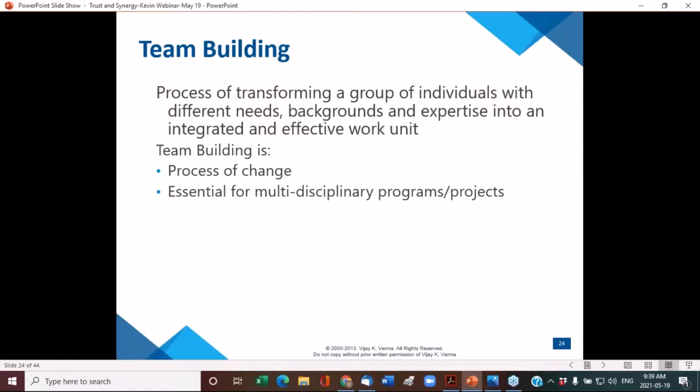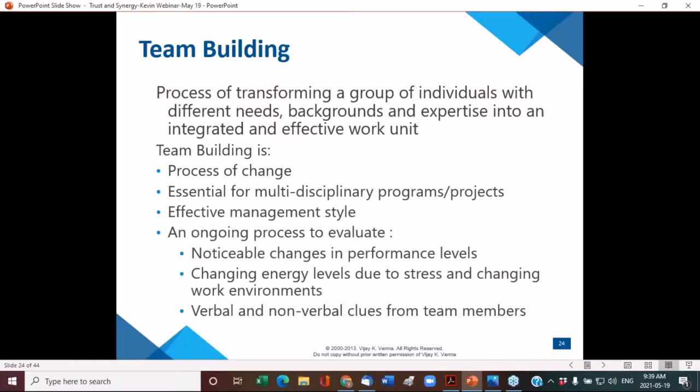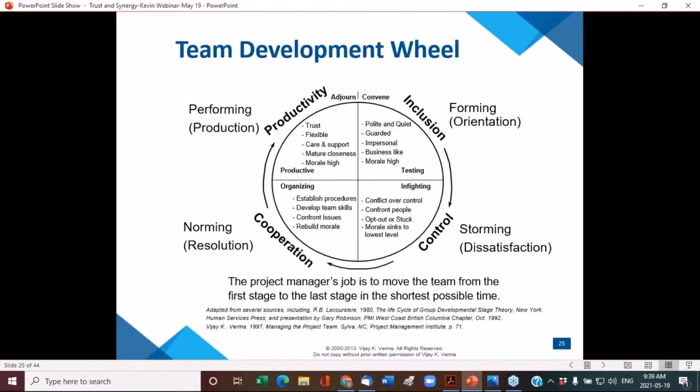It is essential for multidisciplinary programs or projects. It's a good management style, and it's an ongoing process to evaluate noticeable changes in the performance levels, changing energy levels. So when you have a good team, you can figure these out very quickly, and what are the verbal and non-verbal clues you're getting from your team members in terms of their satisfaction or dissatisfaction. I won't spend too much time on that.